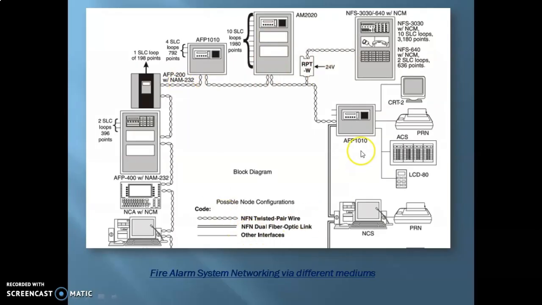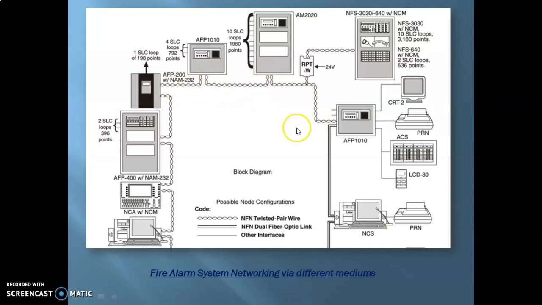And of course over here you can see you have the fiber optic cable as well. This is the NFN dual fiber optic link. So basically you will have a similar kind of card. If over here this panel was connected to this panel and so on using fiber optic cable, then the NCM card over here would be of the type that would allow the interconnection between fiber optic cables. So those are basically the two main important mediums that are used for interconnection between fire alarm control panels to form the network.